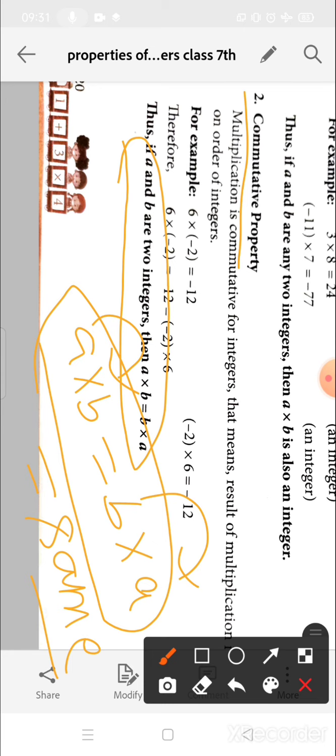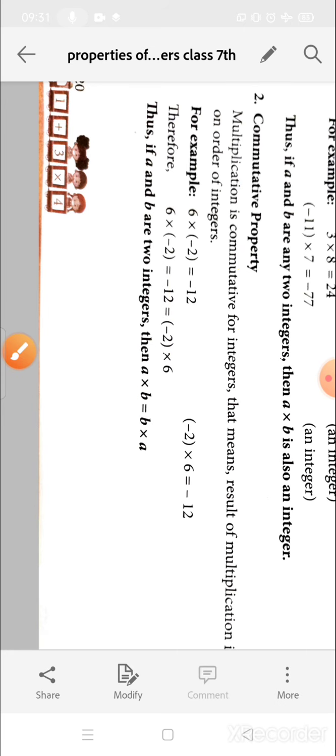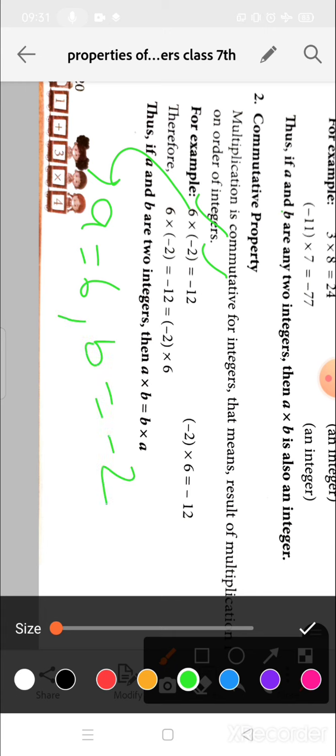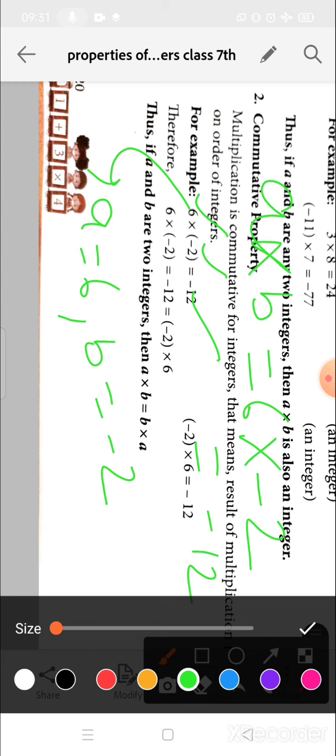Now to understand this, let us look at the example. This is 6 and this is minus 2. Say this 6 is our a, so a is equal to 6 and b is equal to minus 2. When we multiply a by b, we write 6 into minus 2, and we know that this is equal to minus 12. 6 twos are 12, one number is negative, another is positive, so the result is negative.